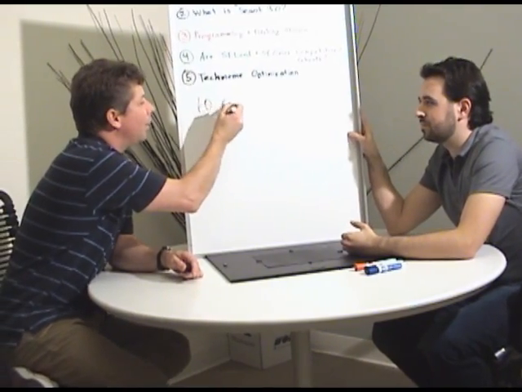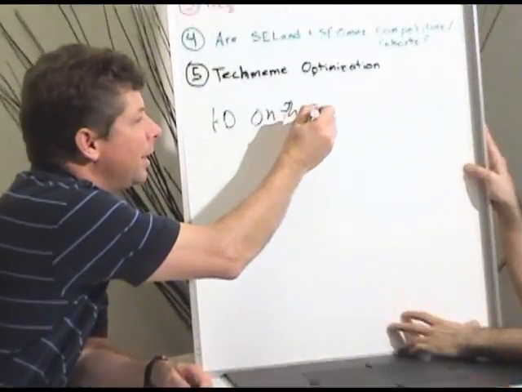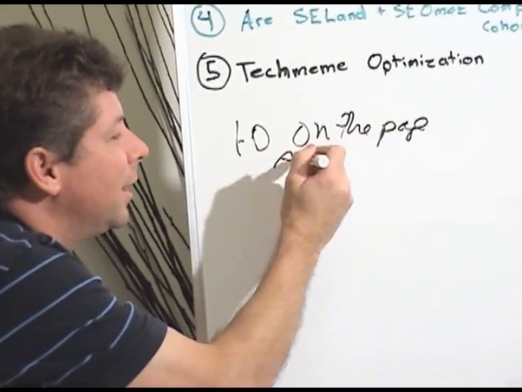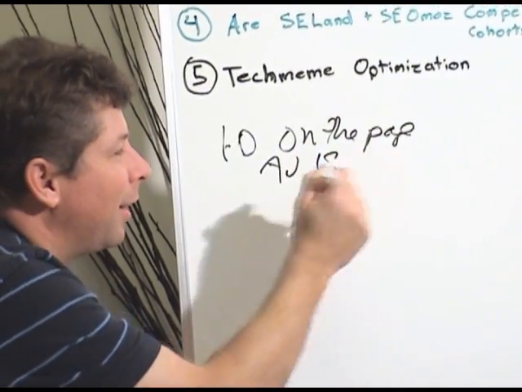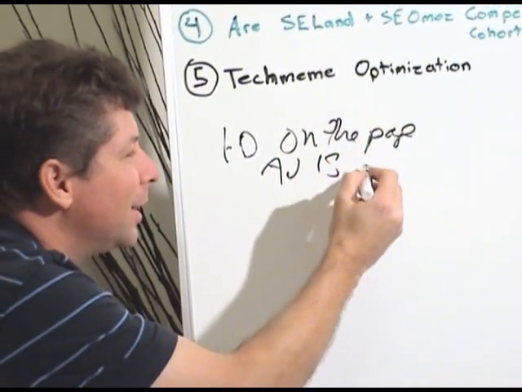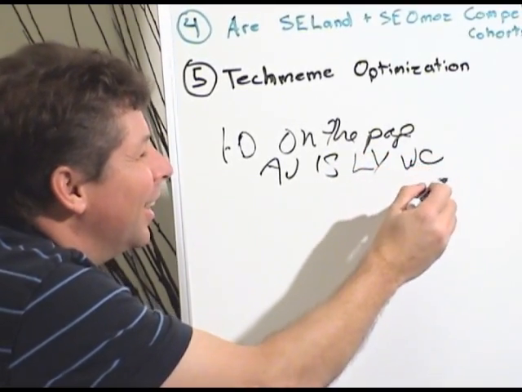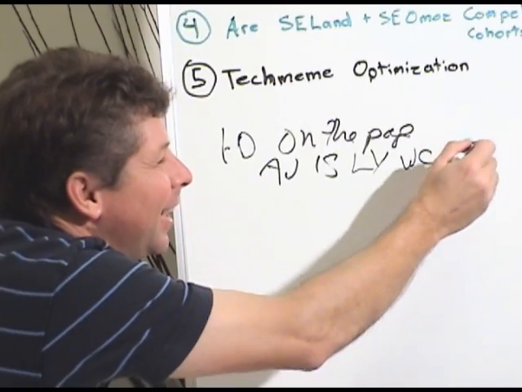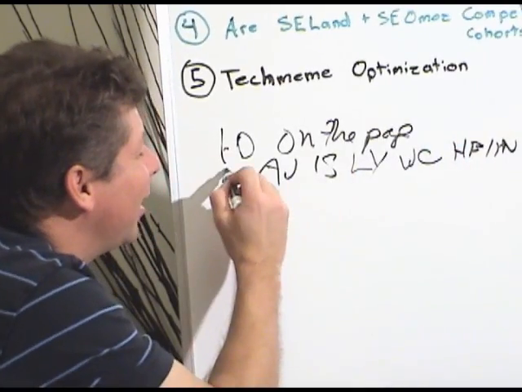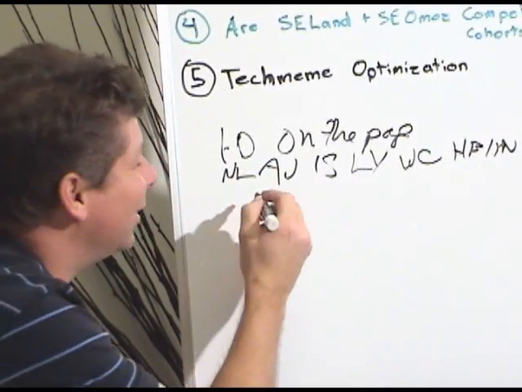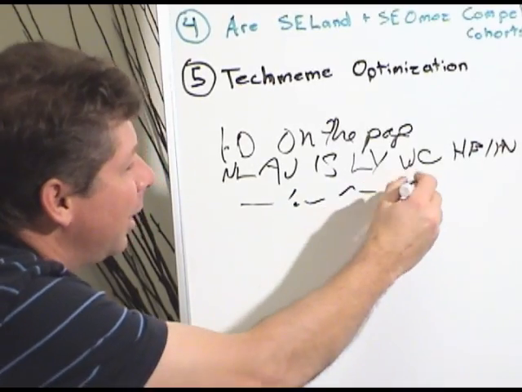1.0 was on the page, right? This is your Alta Vista, InfoSeek. You use all the names you have to put in your URLs. Lycos, yeah. Web crawler, Hotbot, Northern Light. The URLs used to look like this, /1, NL.